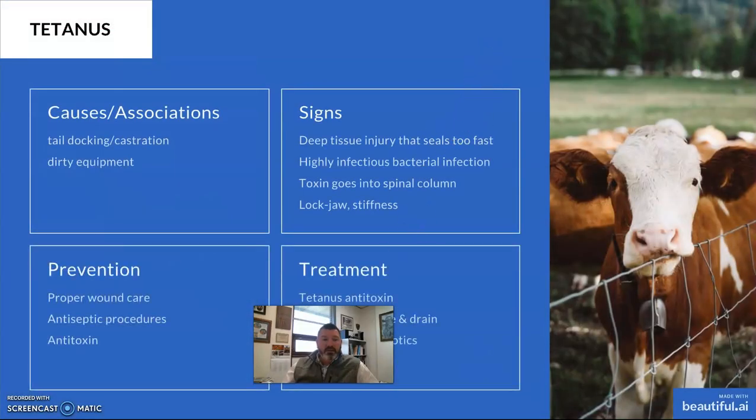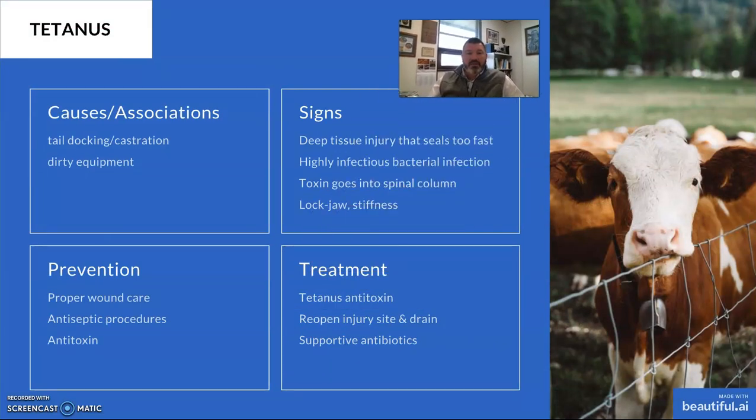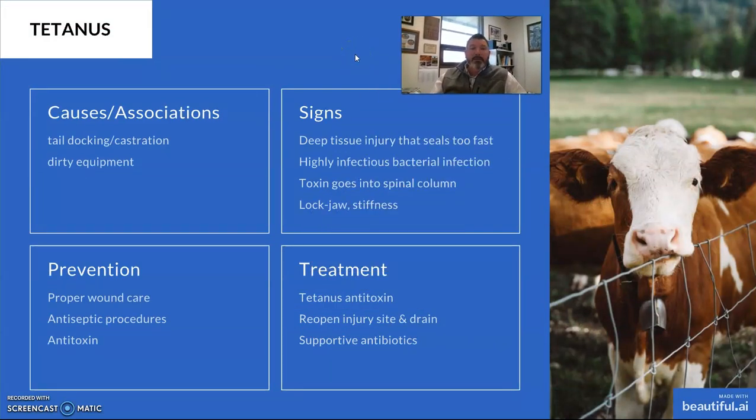Next is tetanus, and I won't spend a whole lot of time on tetanus. We've discussed tetanus in swine, but again, it's associated with a deep tissue injury that closes over at the surface pretty quickly, and then that infection manifests itself deep in the tissue and creates a really terrible toxin that you would have to treat very aggressively with an antitoxin and antibiotic therapy. There's a number of terrible things that can go along with tetanus. So maintain your facilities well, and hopefully these things won't happen.